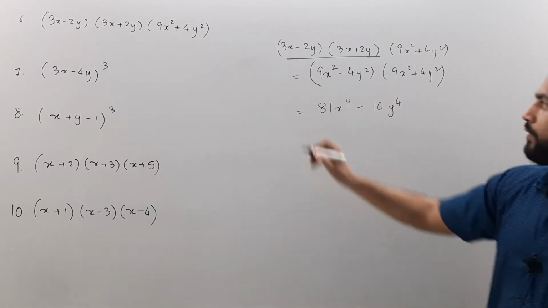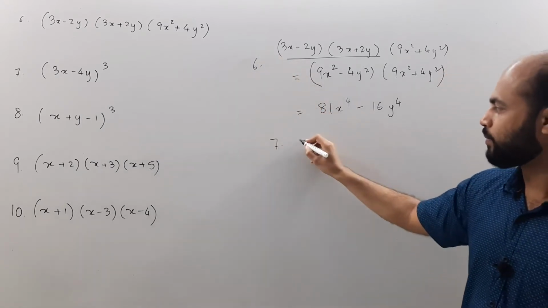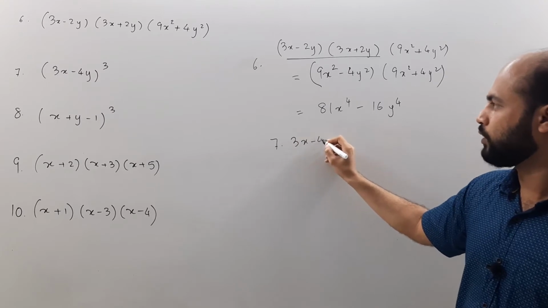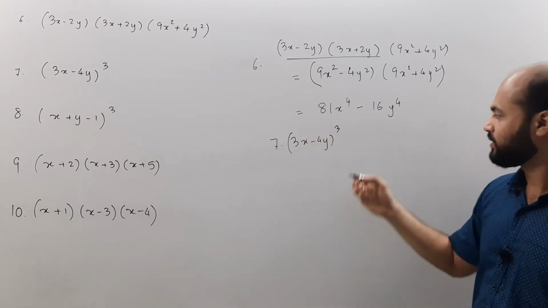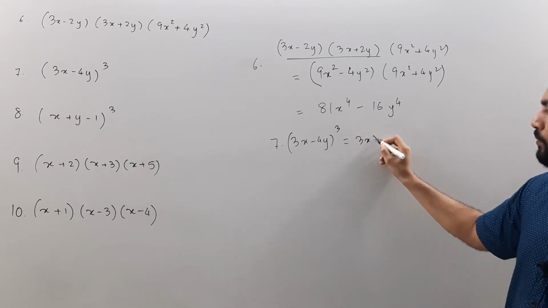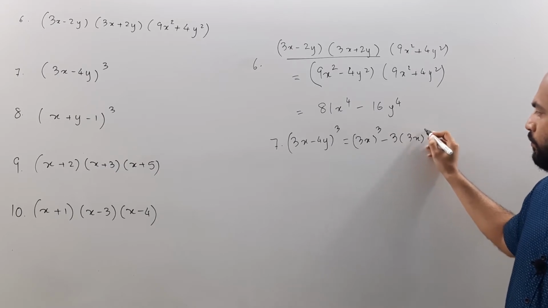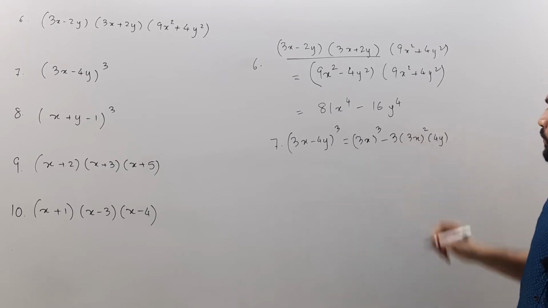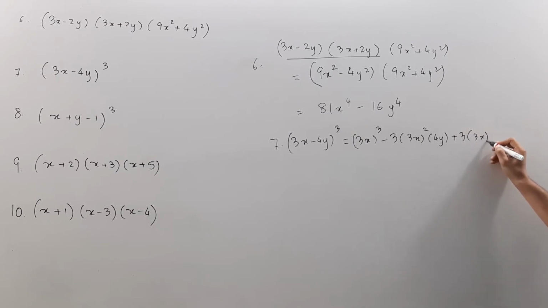Let's see question number 7. If I expand it, I have to use the formula for a minus b the whole cube. So a minus b the whole cube is a cube minus 3a square b plus 3ab square minus b cube. This is what we get.